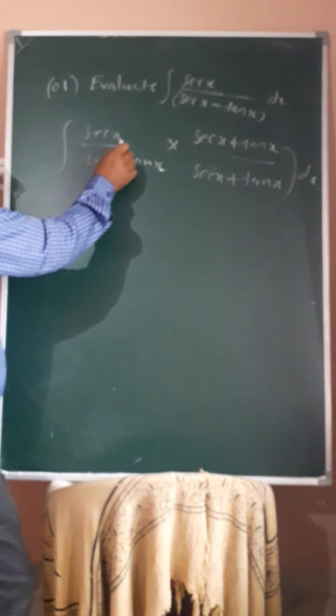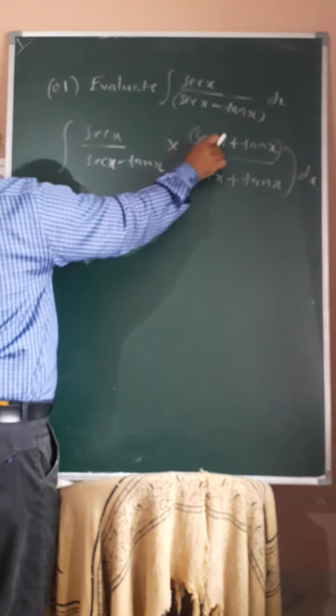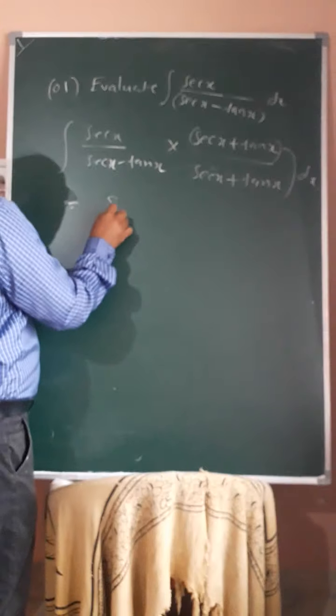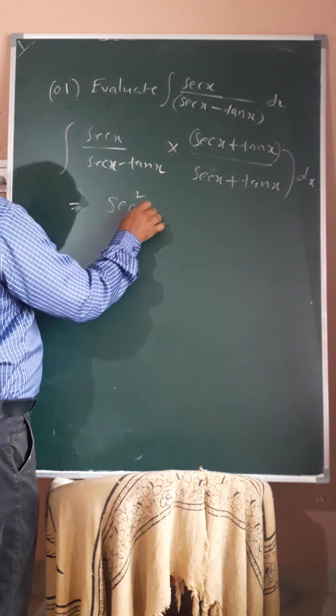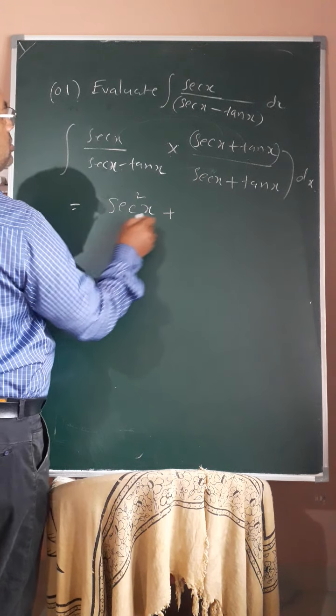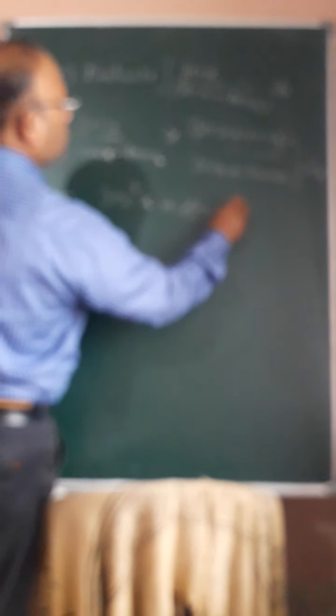Now multiply this secant x to this bracket. That is, secant x into secant x, that is secant square x, plus secant x into tan x, that is plus secant x tan x, dx.